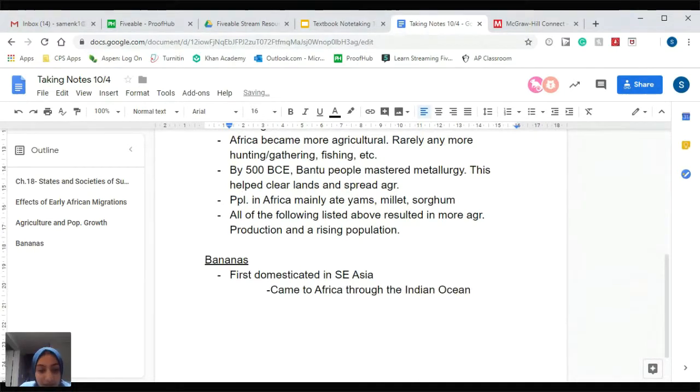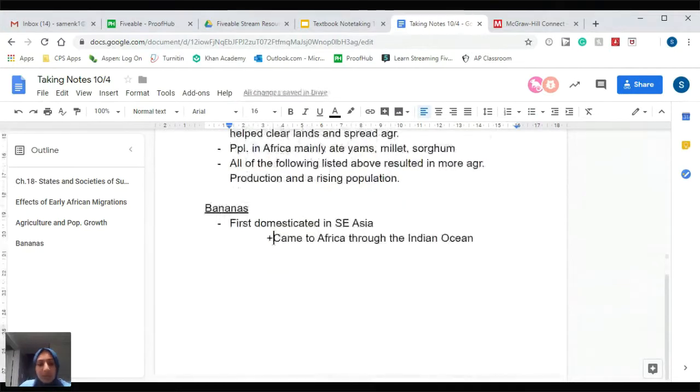So here I have a main point, and here I have a little subpoint. Maybe I'll make it a little s. Oops. For now, I'll just make it a plus sign. I'll change that later. Here we have the main point, where was it domesticated? And then a little subpoint saying, but it came to Africa through this form of transportation, through the Indian Ocean.